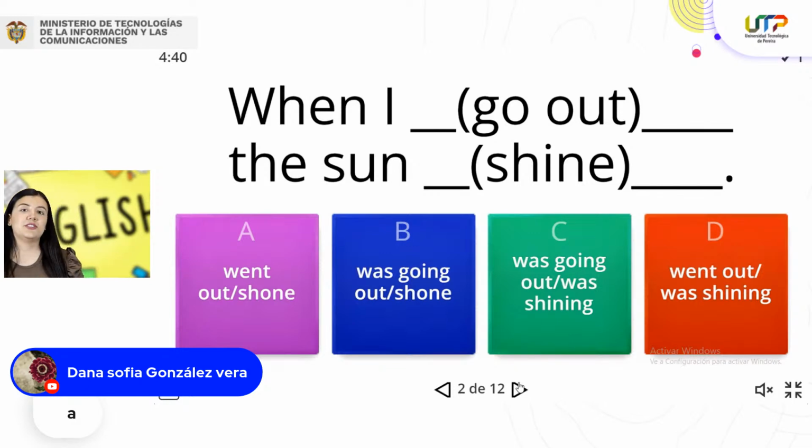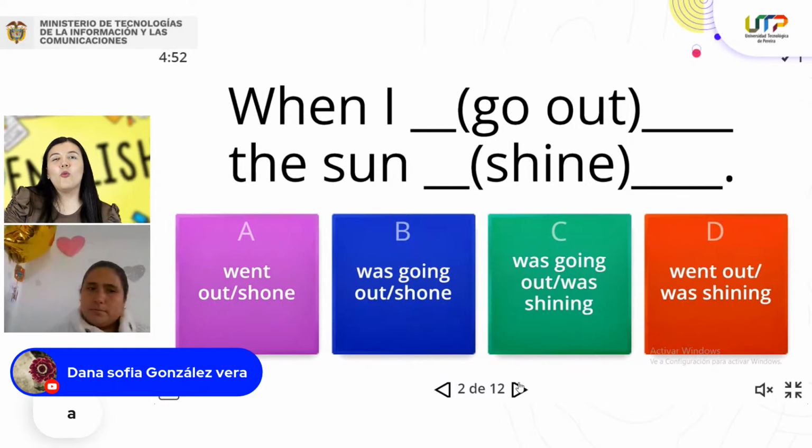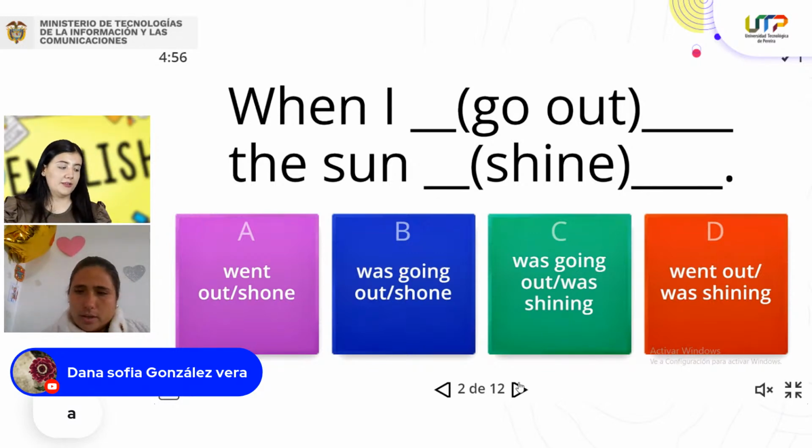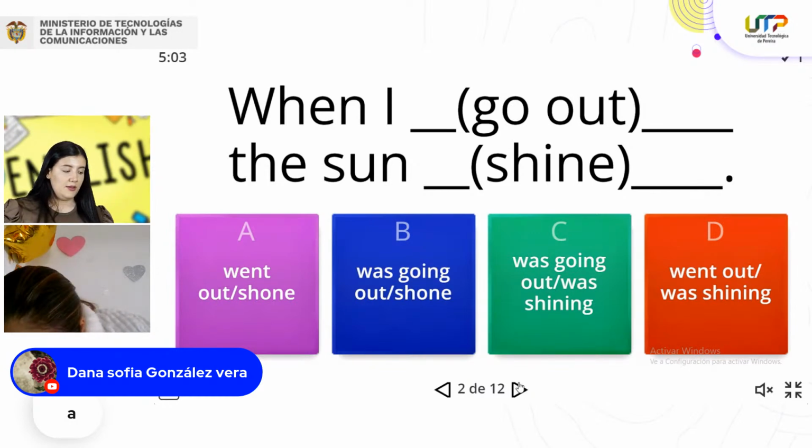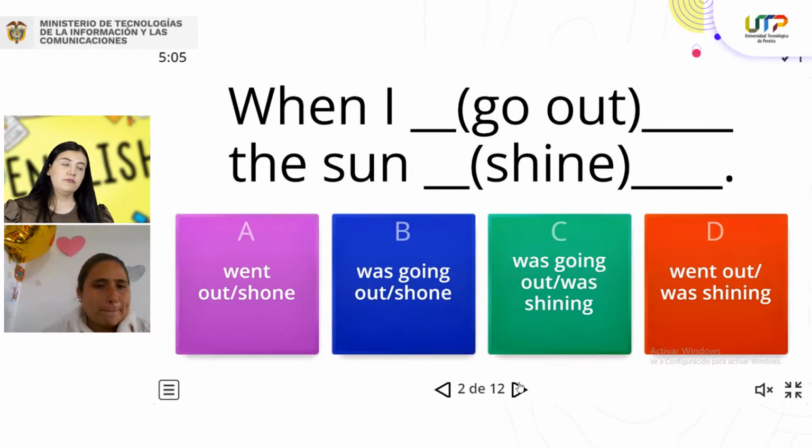Okay, so just type in the chat A, B, C, or D. Yes, we got 4 different options. What do you think is the correct option in this case? Teacher Jacqueline, what do we have in the chat? What is the correct option? Okay, according to Dana Sofia, the correct option is A. Okay, Dana says A. What else do we have?